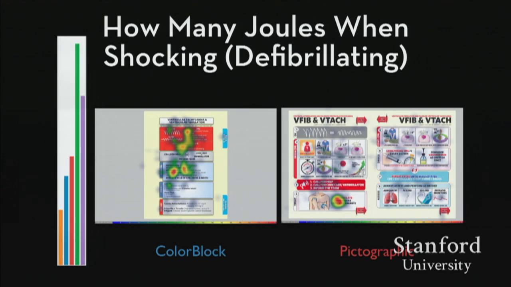The color block did pretty well. It was actually the second best at this task. They have their defibrillate right here, located at the top. Now their strategy in general of limiting visual search was relatively successful overall.